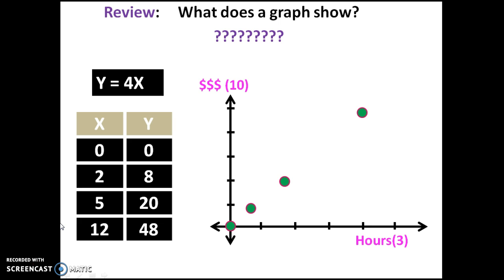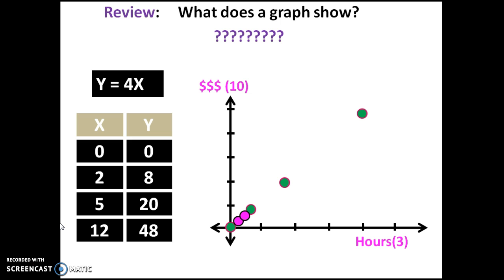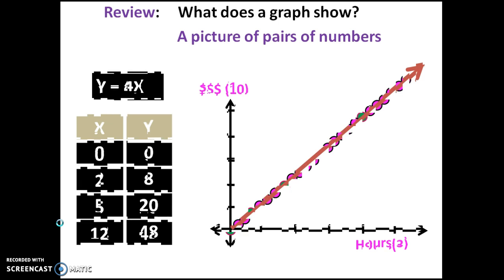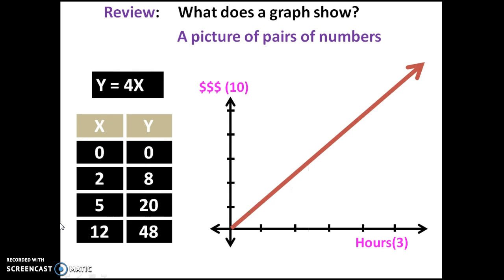We can fill in these spaces between our points with additional points. So we have many points that kind of go together, and they form a line. So we have a linear equation. So remember that the graph shows a picture of the pairs of numbers. So here is our picture of the pairs of numbers that are also represented by the rule and the table given.